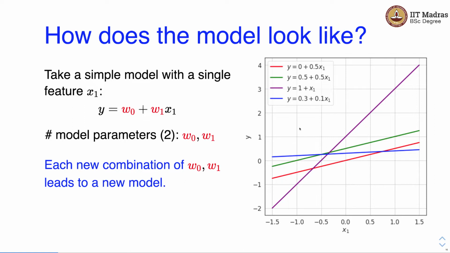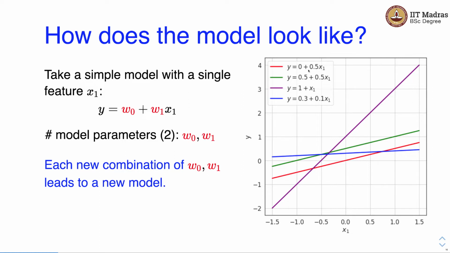So here we have plotted 4 different models just for the purpose of illustration, and you can see that the first model, which is represented with a red line over here, has equation y is equal to 0 plus 0.5 times x1. So you can see that w0 is equal to 0 and w1 is equal to 0.5.